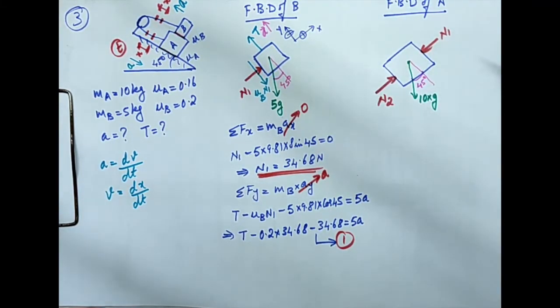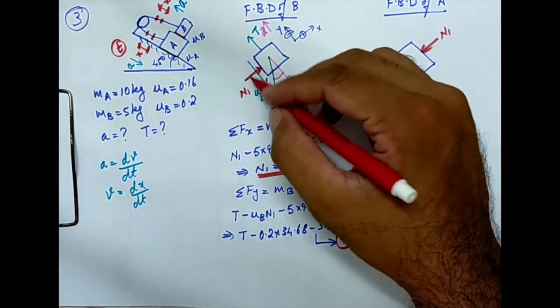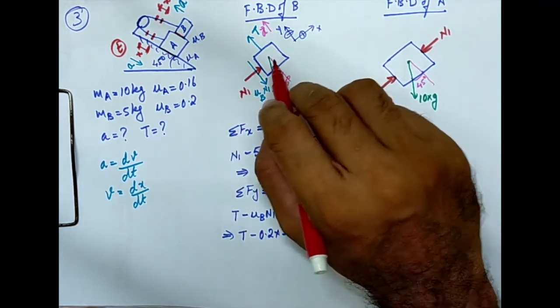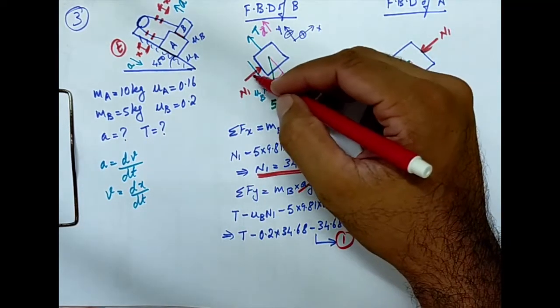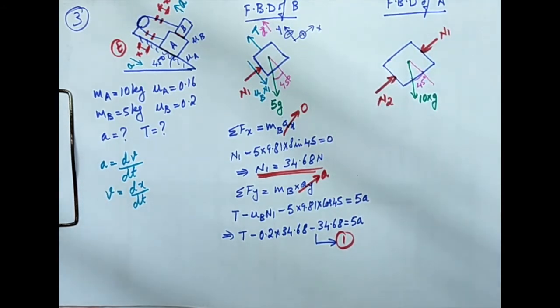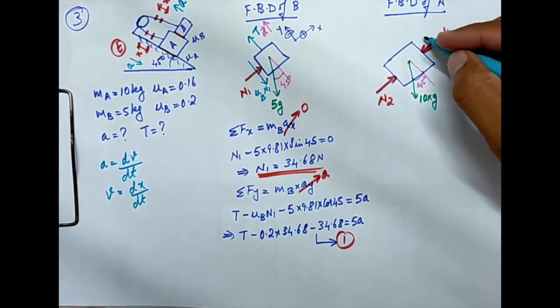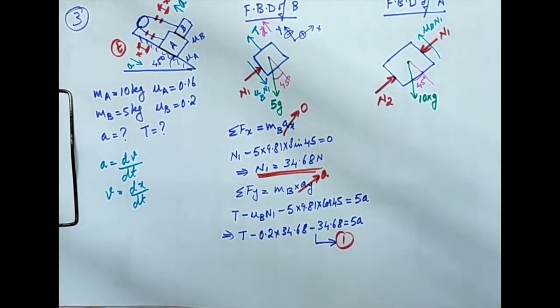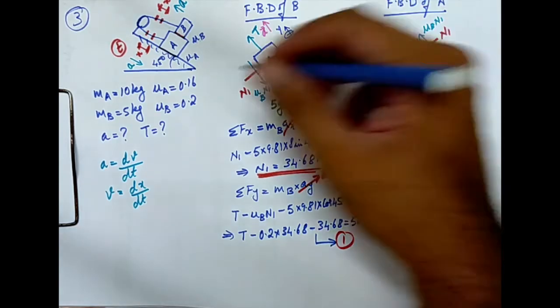Okay, just like in the first problem, when two surfaces are in contact, if we have the forces in one, in the other one it's just opposite. Here N1 is to the right, so N1 to the left. Mu B N1 to the bottom, so here mu B N1 will be upward. Okay, and then there is a cable.